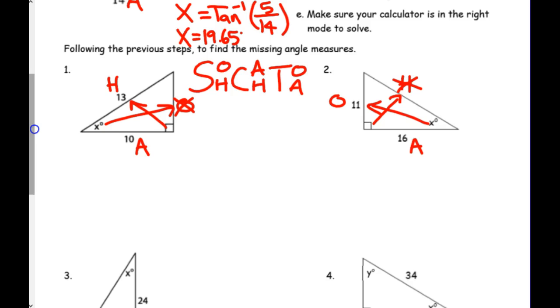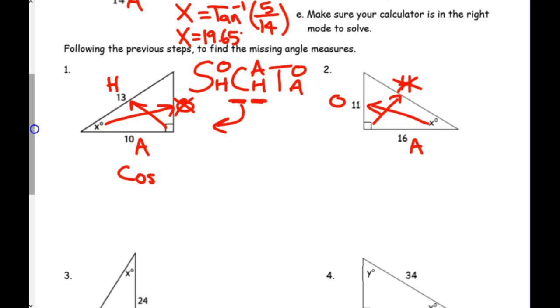Bless you. Now, on number 1, what two do I have to use? A and H, right? So A and H is cosine. Okay, so this problem we're going to use cosine. So I'm going to put COS for cosine.